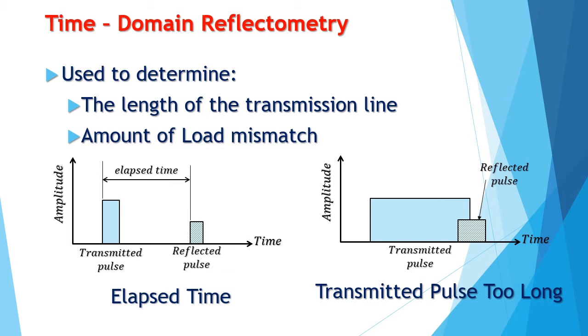So in this case, the transmitted pulse is, of course, a lot higher in amplitude than the reflected pulse. So we just need to measure the elapsed time. But a problem arises when the transmitted pulse is too long. As you can see in the second example, the transmitted pulse is too long. The reflected pulse has already been detected, but the transmitted pulse has not completely finished sending yet. So during this time, we cannot measure the elapsed time.